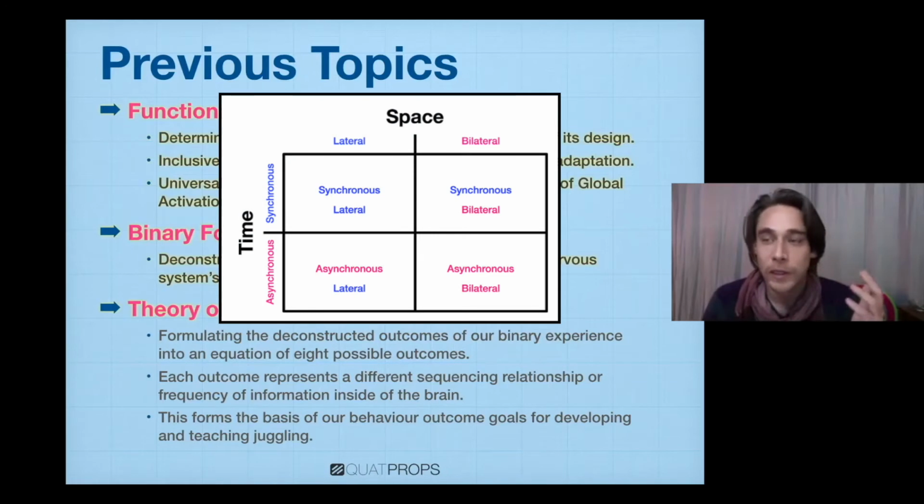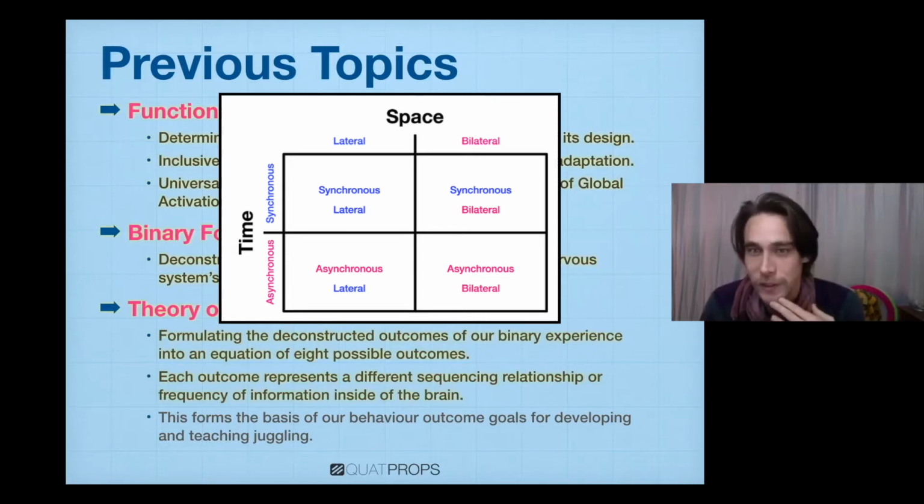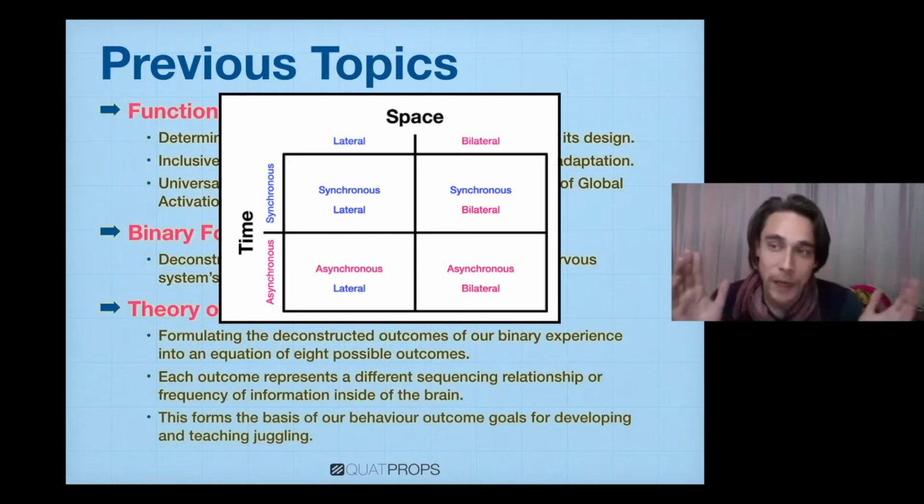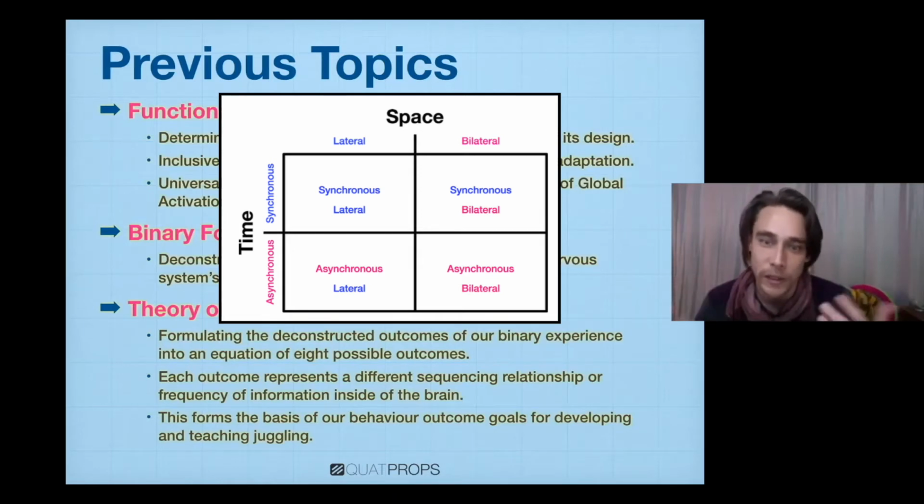And then we can deconstruct each of these conditions and understand which relationship is causing more bilateral signaling than the other. So for space we get lateral and bilateral, for time we get synchronous and asynchronous, and for signal we get associated and disassociated. And then this forms the basis of our behavior outcome goals for developing and teaching juggling. So we have a map now that's completely abstract. It's a map that doesn't say anything about action. It only talks about relationships between actions.